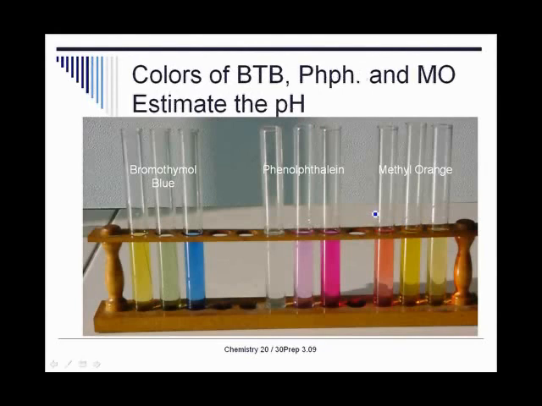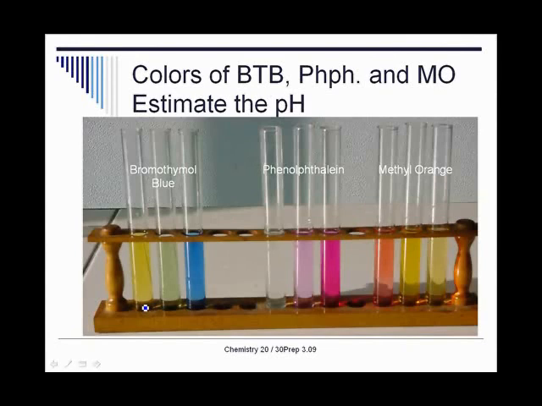So here we have an example of just some solutions that have an indicator in them. These first three solutions have had bromothymol blue added to them. The middle three solutions have had phenolphthalein added to them. And the last three solutions have had methyl orange added to them. And so based on the color, we're going to say what the pH range is. And it's always going to be a range. It's never going to be a specific number, because the color is good for a range of pHs.